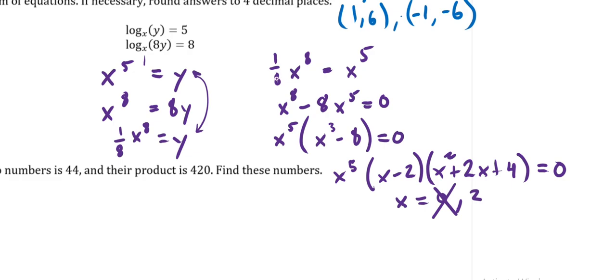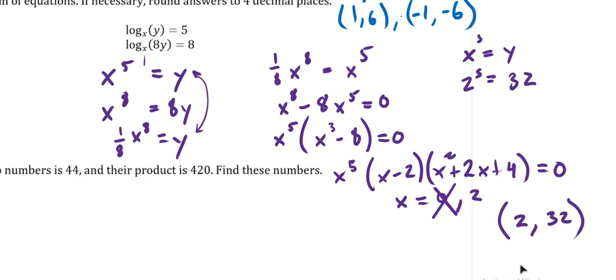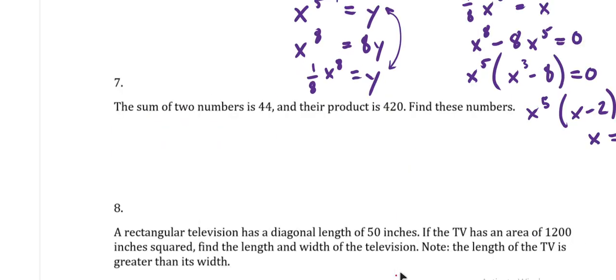We could then go back and solve one of these for y. X to the 5th is equal to y, and so 2 to the 5th must be what y is equal to. That is 32. And so we have this as our only potential solution. Here we have a couple of word problems.